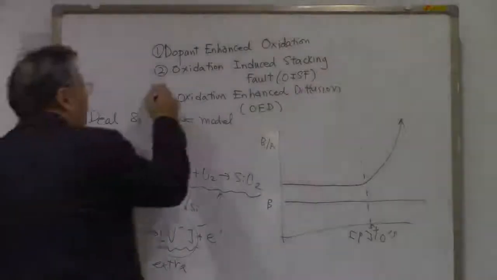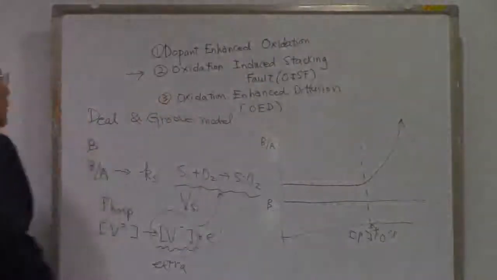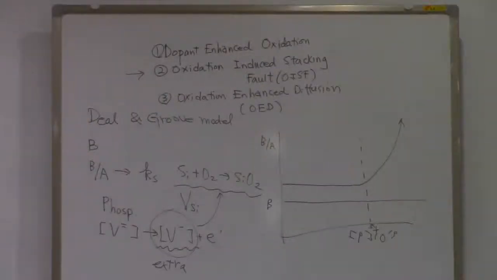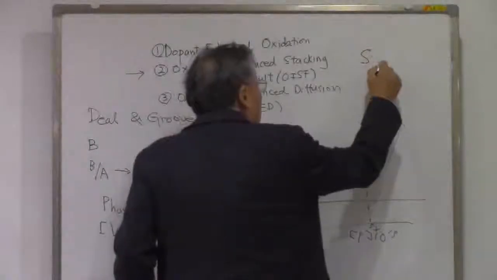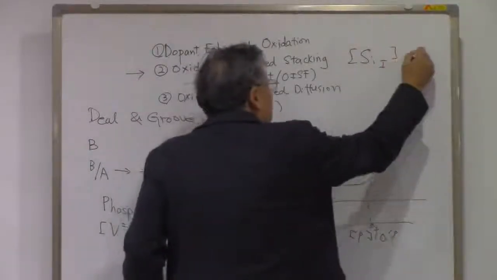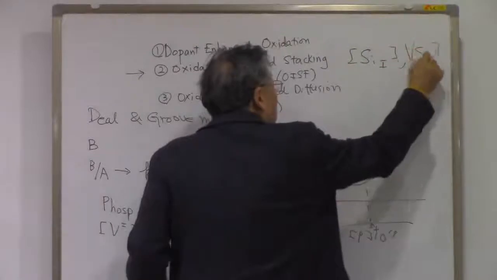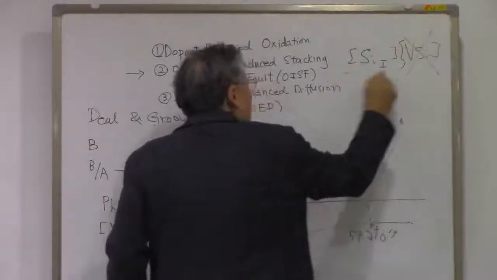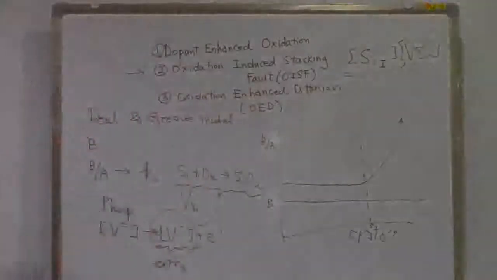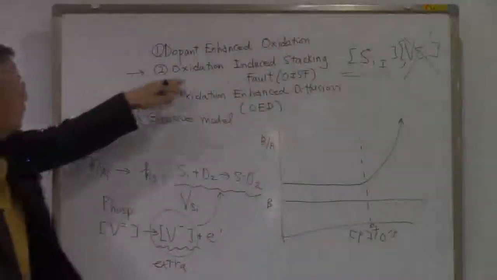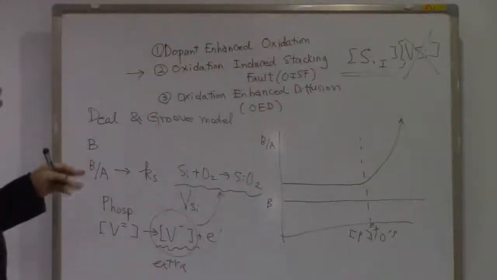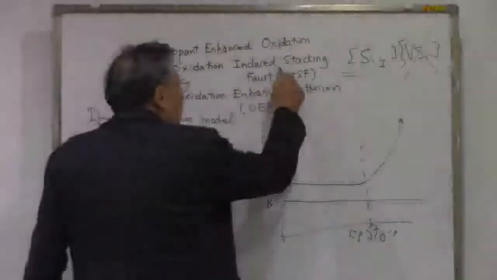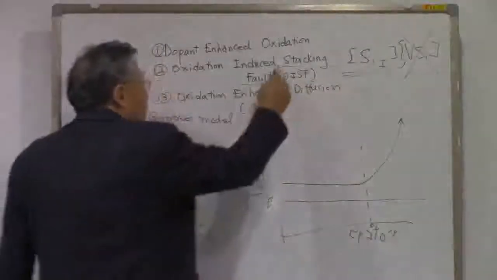Now, in the oxidation-induced stacking fault, OISF case, we want to use a silicon interstitial model rather than silicon vacancies. Okay? So before going into the OISF, I want to say something about the stacking. What is stacking?